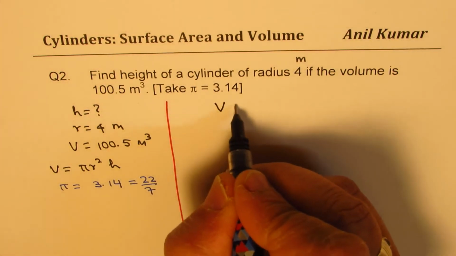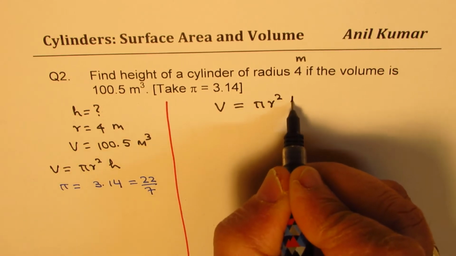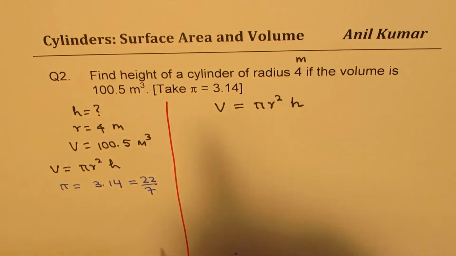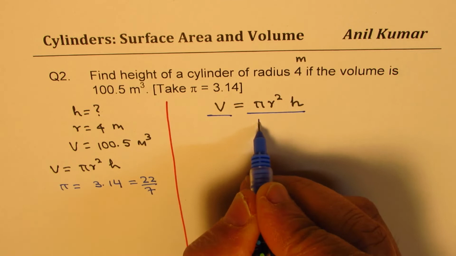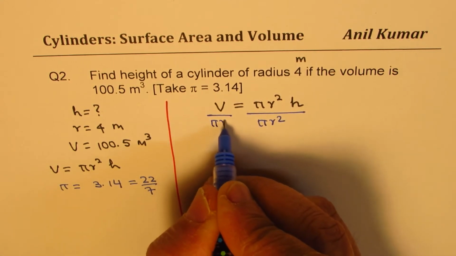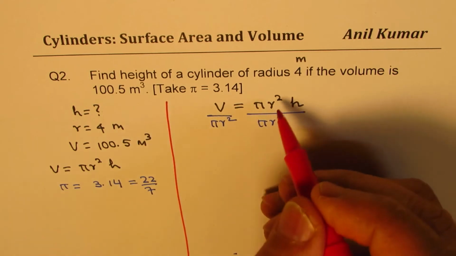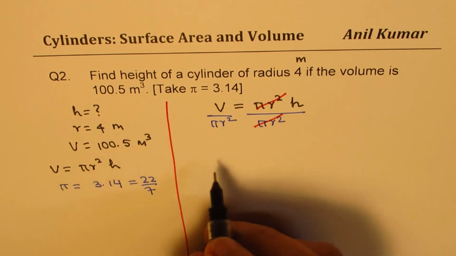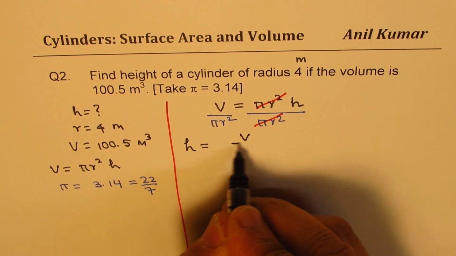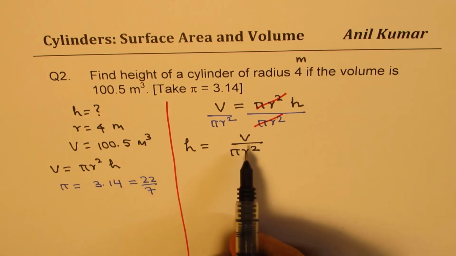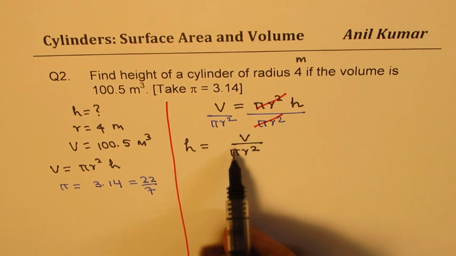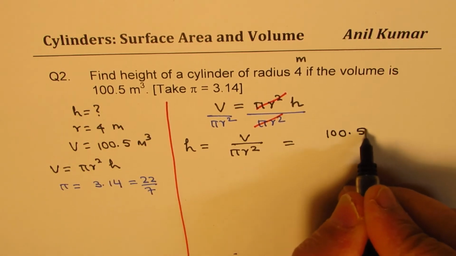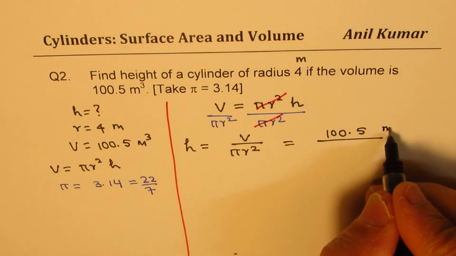Well, we know that the volume is pi r square h. So some of us can isolate h. Do you understand? That is to say, on both sides, I could divide by pi r square. In that case, this pi r square cancels and we get h equals V by pi r square. Let me write this as volume by pi r square. So on the right hand side, we have everything which is known to us, right? So we have the volume which is 100.5, right? Let me use meter cube units also.